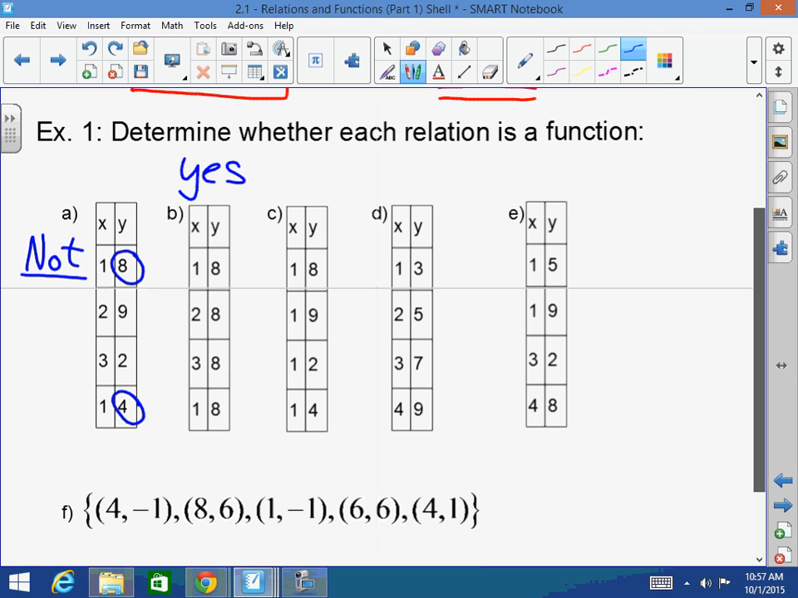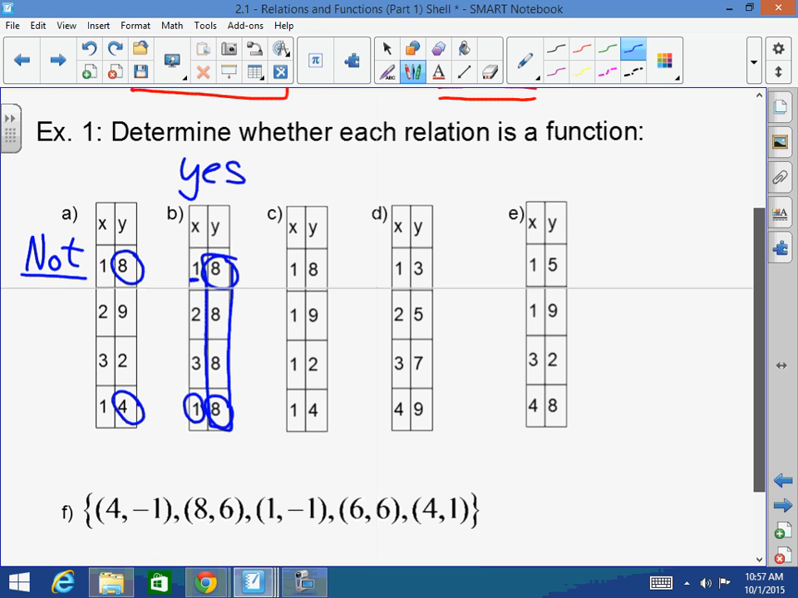Look, when x is 1, isn't y 8? Now you may be saying, but Mr. Morrow, all the y values are the same. That can happen. Because what this ends up being, and we're going to get into this later, is a horizontal line. That's a y equals equation, which is a function.